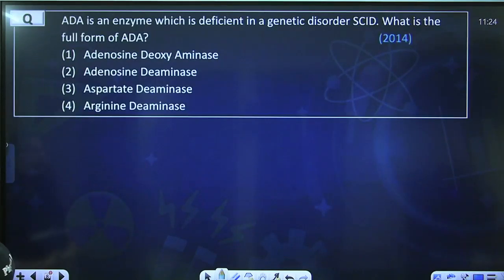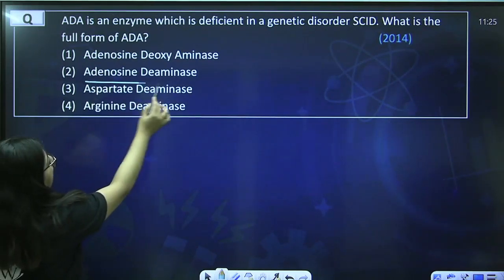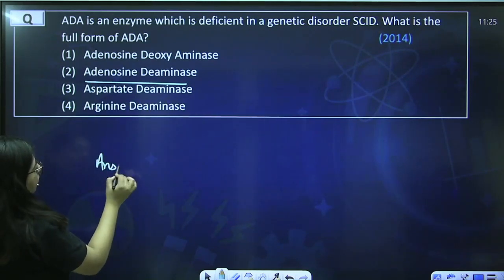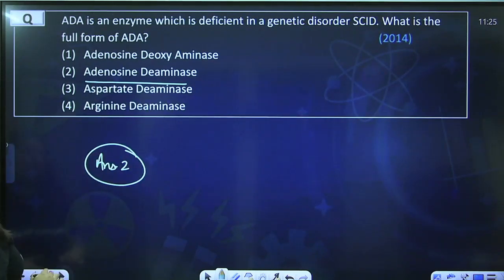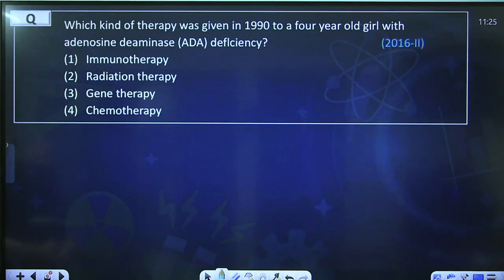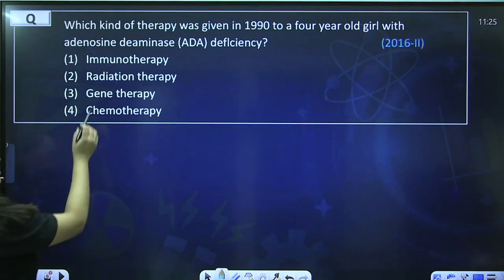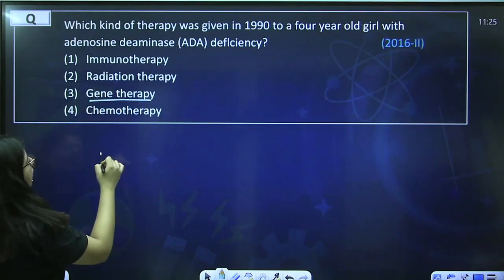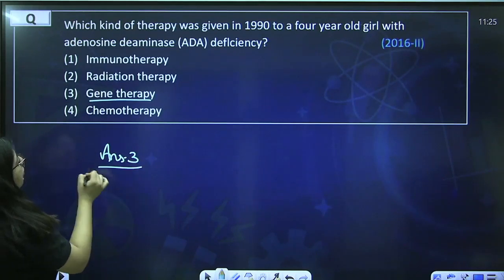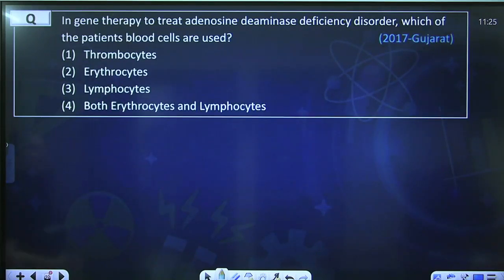Next, ADA is an enzyme which is deficient in a genetic disorder. What is the full form of ADA? Very simple, adenosine deaminase, option 2. Okay, next, which kind of therapy was given in 1990 to a 4-year-old girl with adenosine deaminase deficiency? What therapy was there? Not immuno, not radiation, gene therapy. Radiation and immunochemotherapy are given in cancer patients.